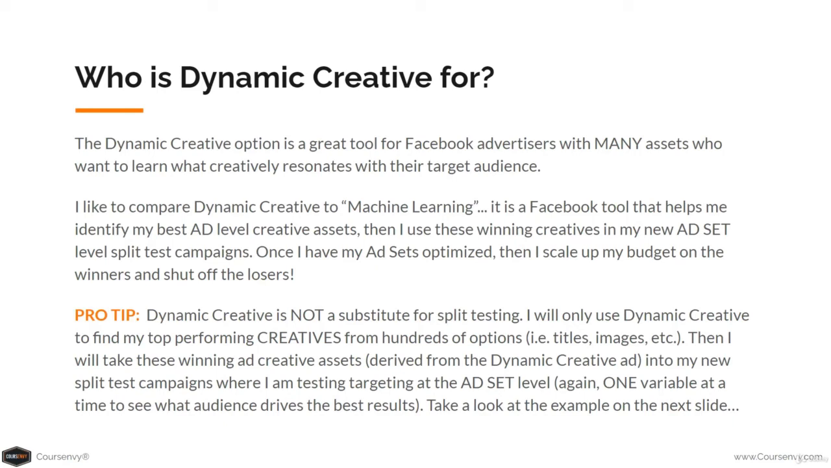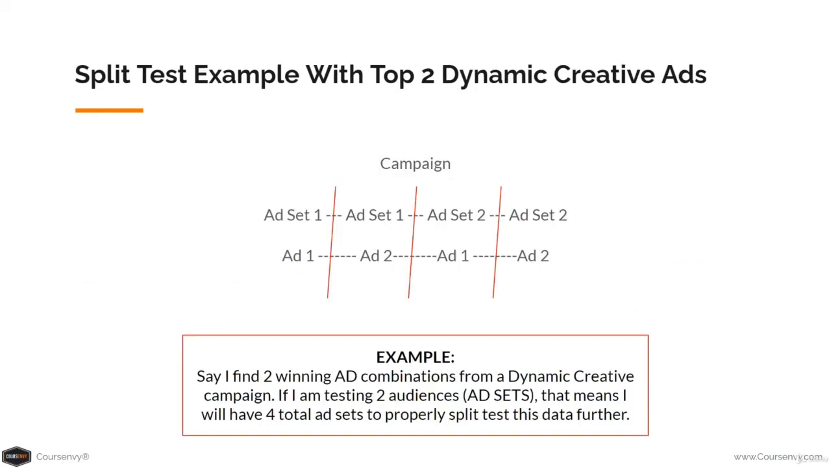Again, one variable at a time to see what audience drives the best results. Let's take a look at an example. So let's say I find two winning ad combinations after running a Dynamic Creative campaign. Two of them equally performed the best. Now, if I'm testing two audiences, two different ad sets, that means I will have a total of 4 ad sets to properly split test this data further.